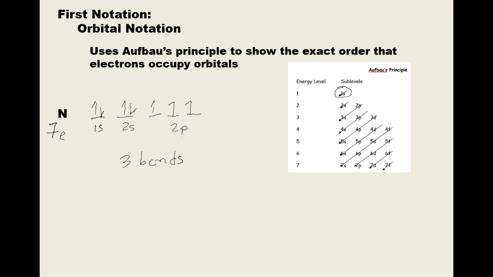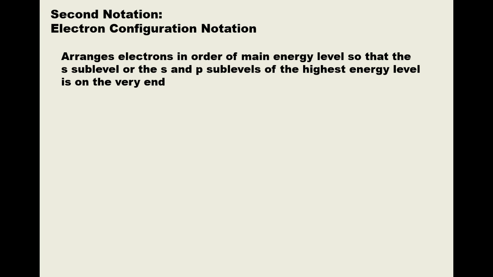Okay, that's orbital notation. Our second type of notation is called electron configuration notation. In electron configuration notation, now we're going to arrange the electrons in order of main energy level so that the s sublevel or the s and p sublevels of the highest energy level are always on the very end. Now, this really becomes important when you start having that overlapping that takes place in Aufbau's principle.